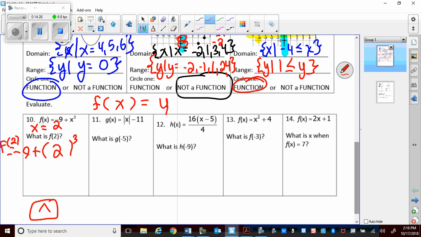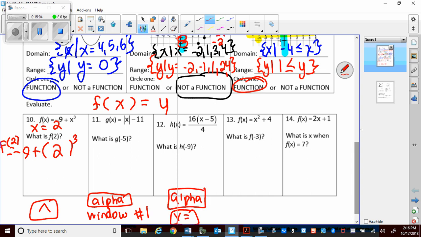Write it down. How do I do absolute values? You press alpha. If you want to remember this, I'm not going to tell you on the test. If you don't know what it is, you better be writing it down. Alpha. Window. Number 1. That means you enter on number 1. What about fractions? Alpha. Y equals. Those are the buttons on your calculator.